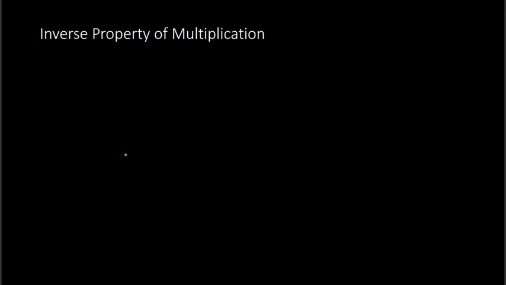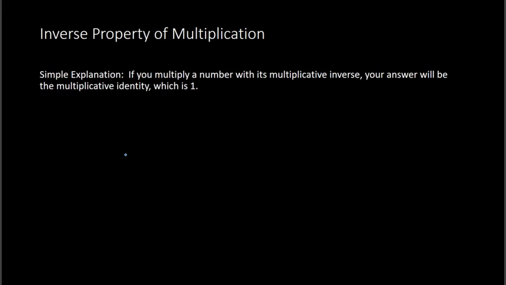Next we have the inverse property. The inverse property says that I can multiply something by its inverse to get back to the identity, which would be 1 with multiplication. So if you multiply a number with its multiplicative inverse, your answer will be the identity, which is 1. In math notation, this would look like this: we have a times the multiplicative inverse, which is 1 over a, and that would equal 1.